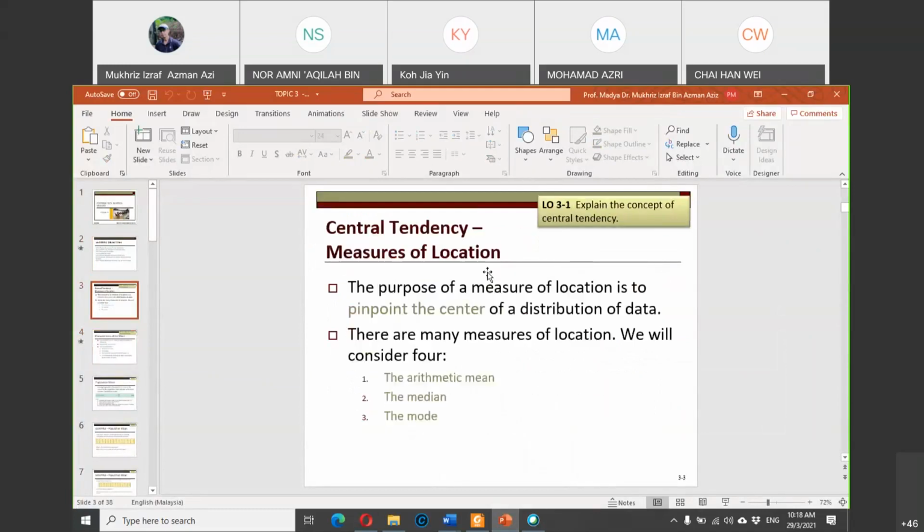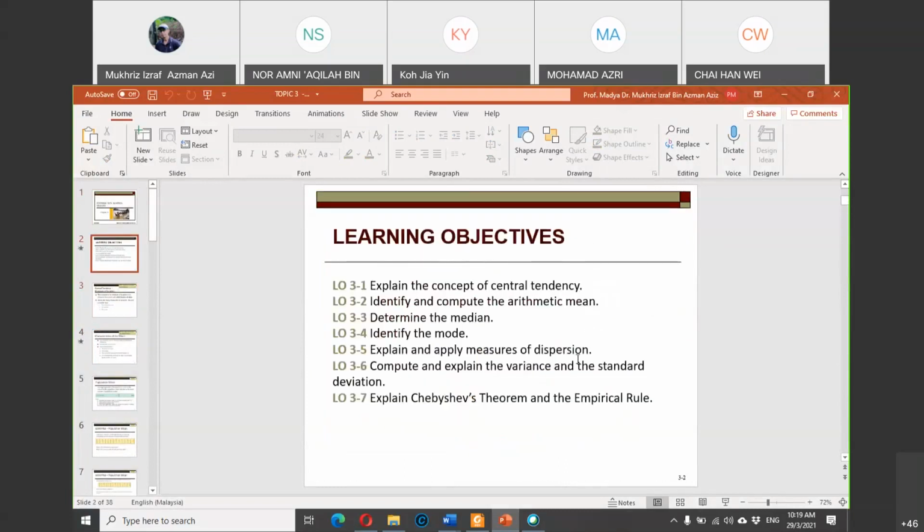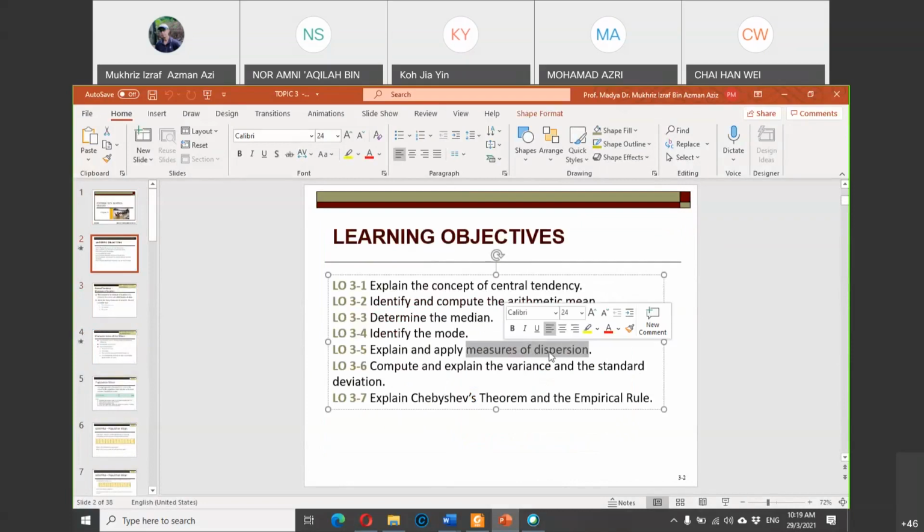The word central tendency: central means center, in the middle. Basically, when you have data, we want to know the characteristics of our data. The first part is central tendency, and the second part, as discussed just now, is the measure of dispersion. How dispersed is our data? That one we cover next class, but for today we're going to focus on central tendency.